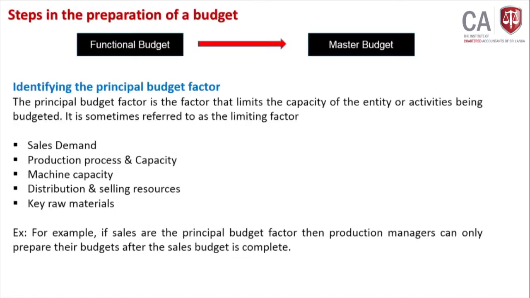Steps in preparation of a budget, very very important. What are the steps in preparing a budget? If you look at this slide, first you prepare what? Functional budgets. Each and every function will prepare its own budget, which is called the functional budget. After you prepare the functional budgets, you prepare what? The master budget. Master budget means a combination of functional budgets. There you can see budgeted financial statements.